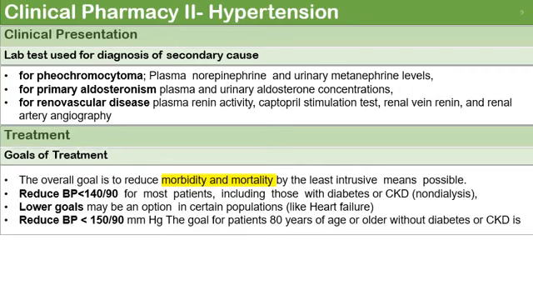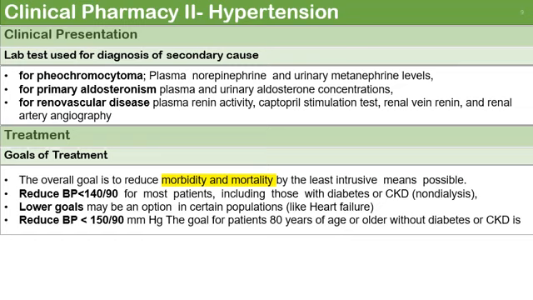Treatment. The goal of treatment is to reduce the morbidity and mortality by the least intrusive means possible. The goal is to reduce blood pressure to less than 140/90 for most patients, including those with diabetes or chronic kidney disease. Not less than 100, just a little less than this, for example 120 over 80 or 115/70, may be used in selected populations, like patients with heart failure.